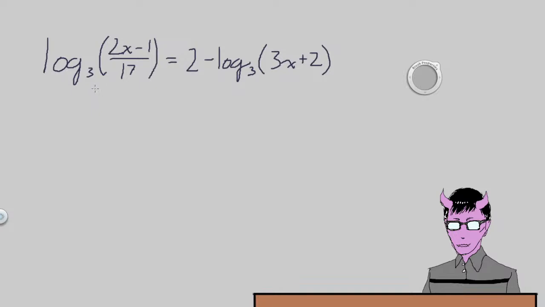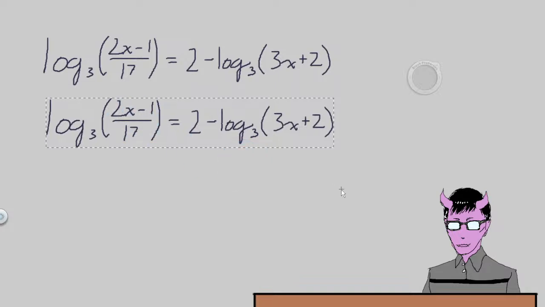Same strats as before, so do a quick survey. This is log base 3, this is log base 3, and this is just a constant 2. So we're going to move this log base 3 to the other side so we can condense those two together since they have matching bases. That's probably the main strat. So let us do that. Let me take this thing, copy paste it.